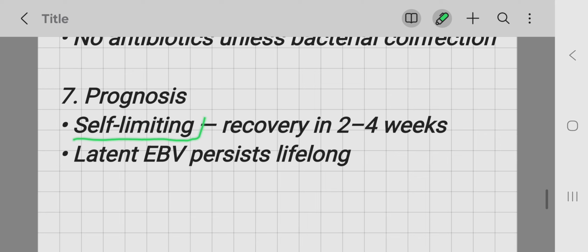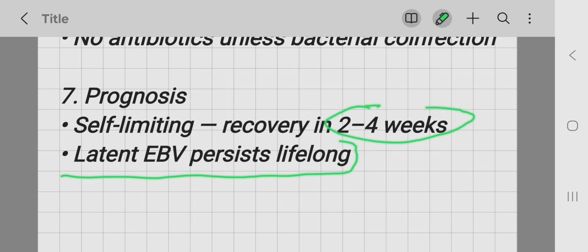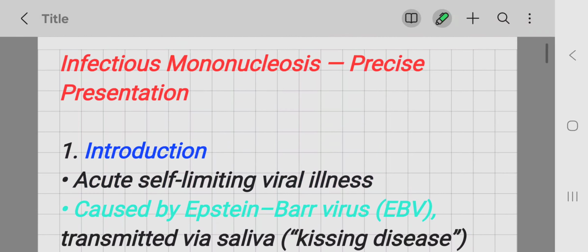Prognosis: it is a self-limiting viral infection and it recovers in 2 to 4 weeks. Latent EBV persists lifelong. So this is all about infectious mononucleosis.